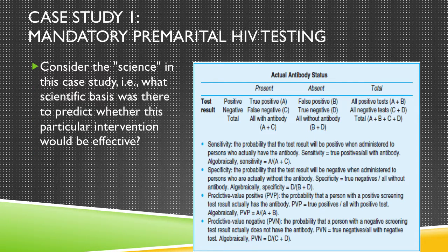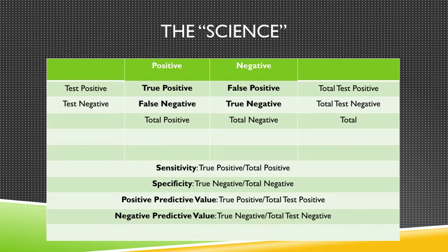Interpreting this case study really focuses on science. Well, actually, some concepts that you've learned in EPI, as they can provide sound evidence for considering the implications of a mandatory premarital HIV screening mandate. This study forces us to revisit sensitivity, specificity, positive and negative predictive values.